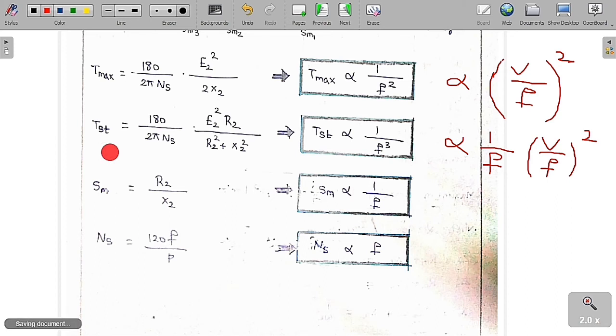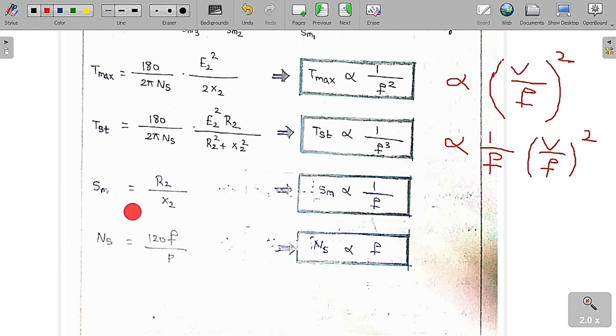Similarly, the starting torque in a three-phase induction motor is 180 by 2 pi Ns into E2 square R2 by R2 square plus X2 square. As you can see clearly, E2 is proportional to E1 and E1 is proportional to V, X2 is proportional to F and Ns is proportional to F. So finally you are going to get V by F whole square into 1 by F. If V is a constant, then definitely it is proportional to 1 by F cube.